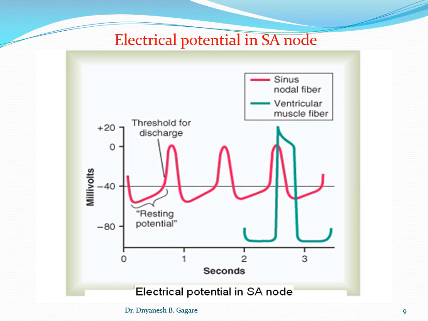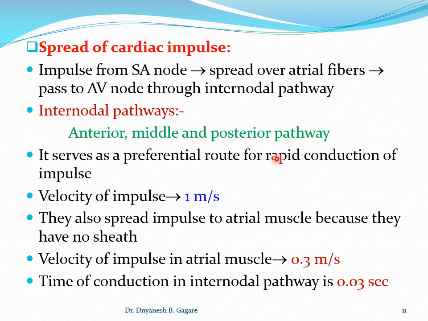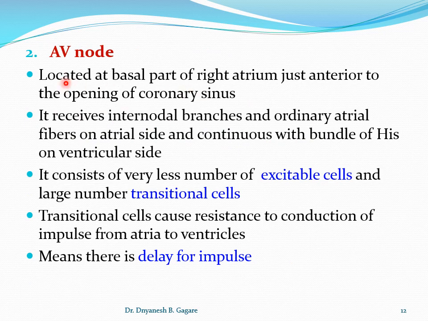Okay, then this mechanism we studied, how the impulse is generated, then we entered into the spread of the impulse. Once the impulse is produced, it first spreads over the atria and through the special conductive system, that is through the internodal pathway, the impulse comes to the AV node. The AV node we studied, if we compare with the SA node, what is the difference in the AV node and what are the causes of delay for the impulse in the AV node.